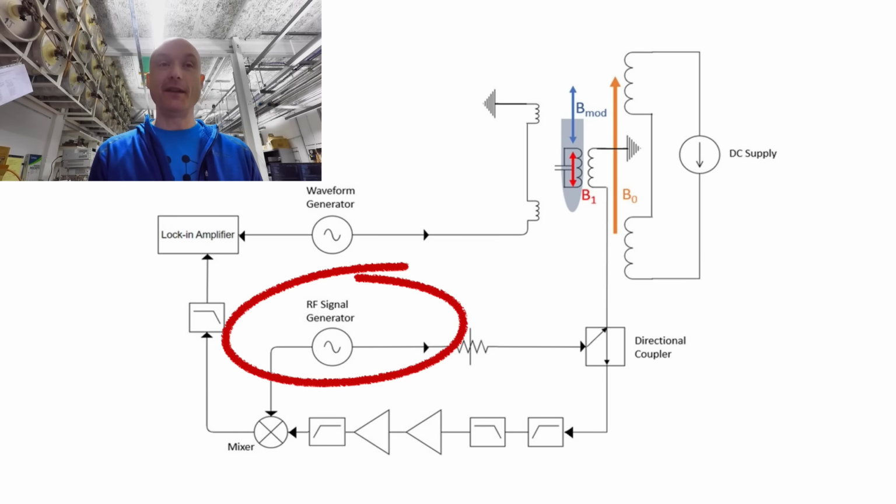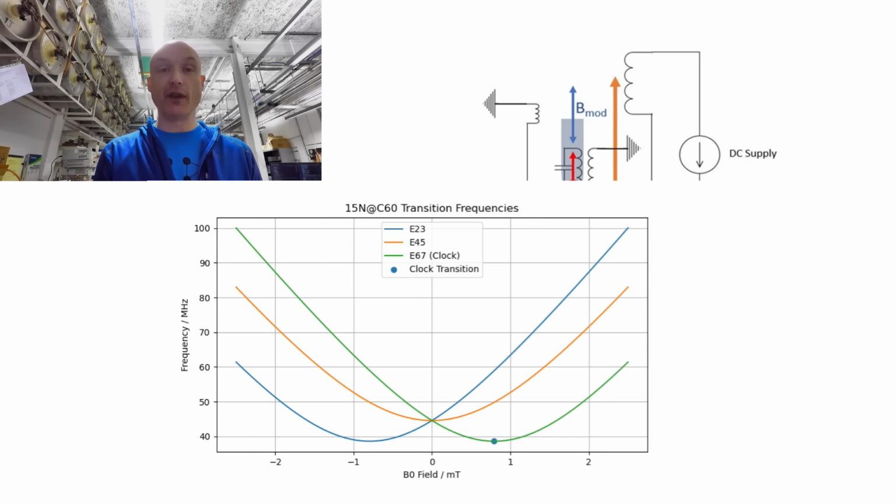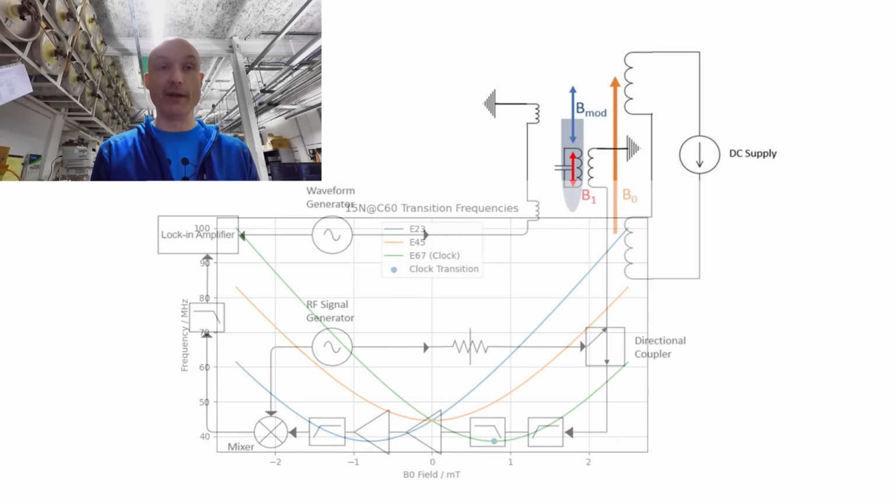Moving to the centre of the diagram, we have our RF signal generator, and that produces a radio frequency signal. The reason we're using radio frequency is because the molecule that we're experimenting on has a clock transition at around 38.6 megahertz, and the stimulation of that transition is the primary motivation for this experiment.